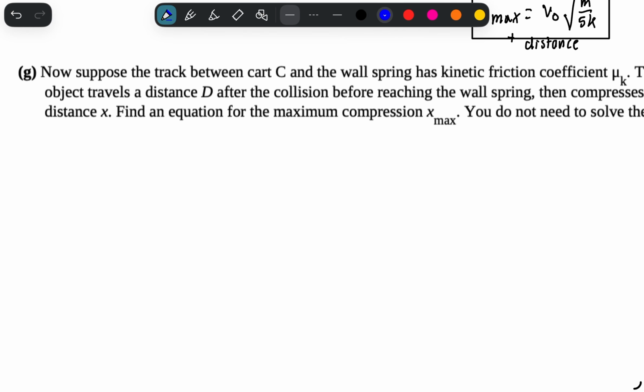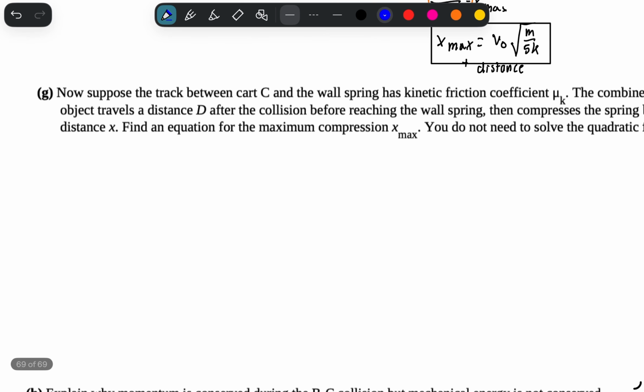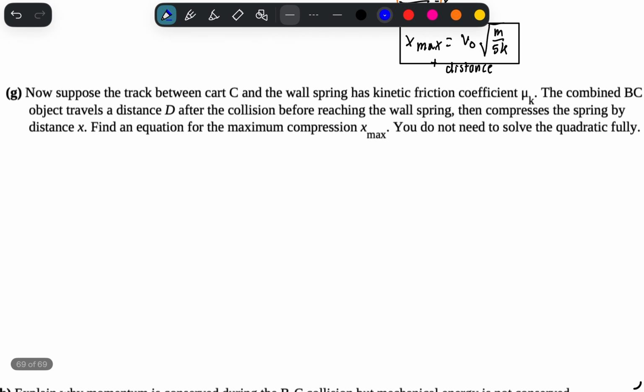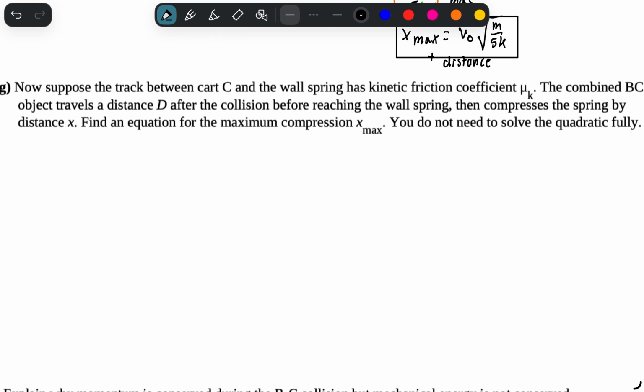Now suppose the track between cart C and the wall spring has kinetic friction mu k. The combined BC object moves a distance d after the collision before reaching the wall spring and then compresses the spring by a distance x. Find the equation for the maximum compression x max. You don't need to solve the quadratic fully.